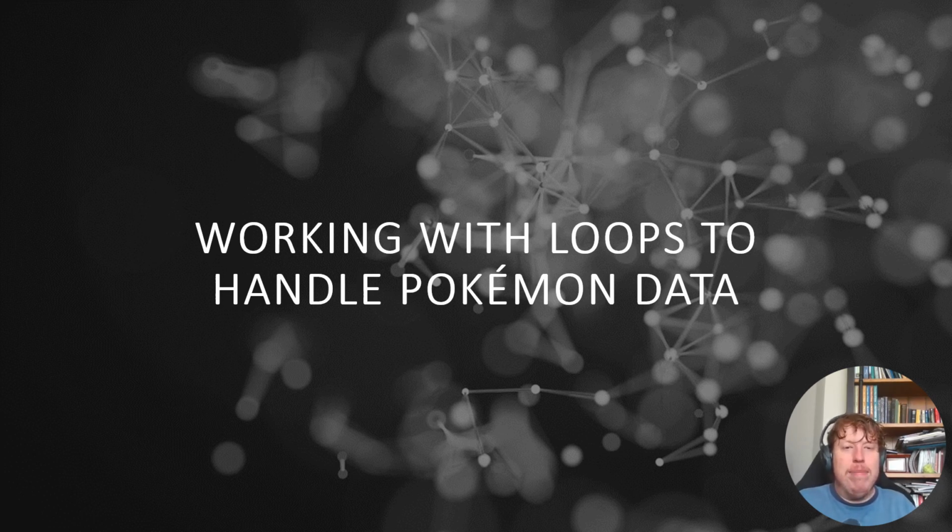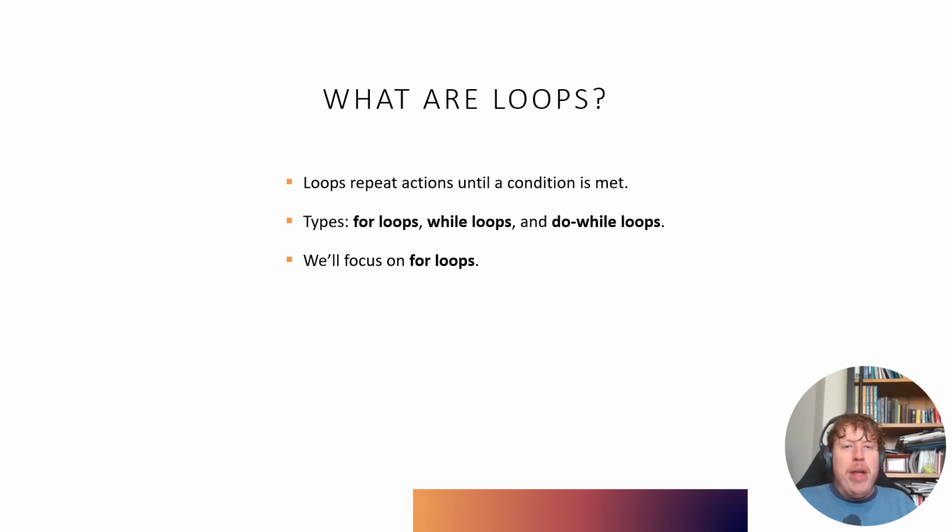Let's get started. In programming, loops are used to repeat actions until a specific condition is met. There are different types of loops, such as for loops, while loops, and do while loops. Today we'll focus on for loops, which are commonly used to iterate over lists or arrays.